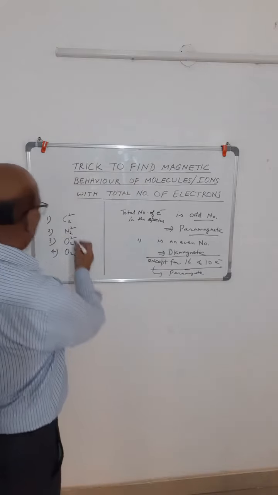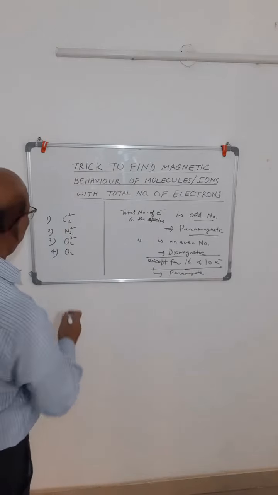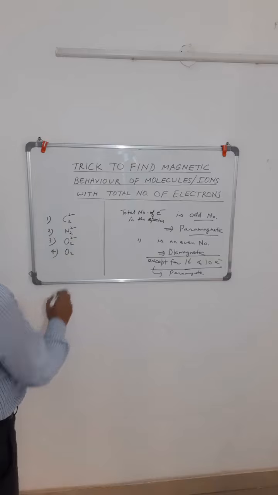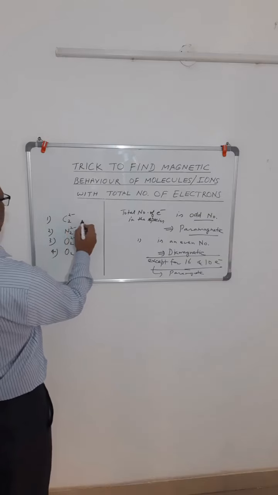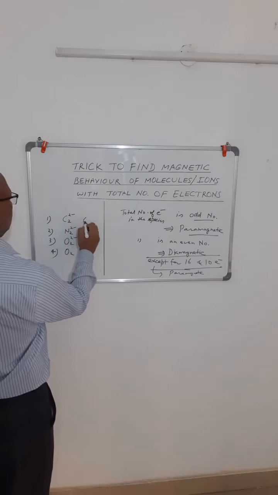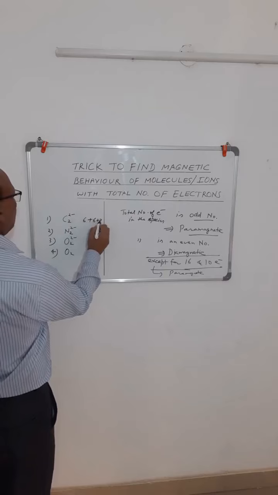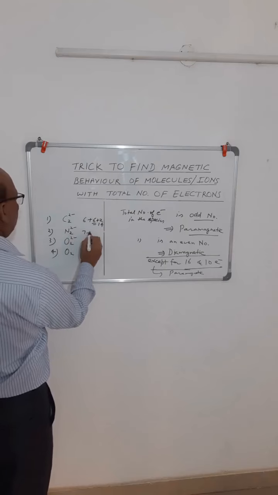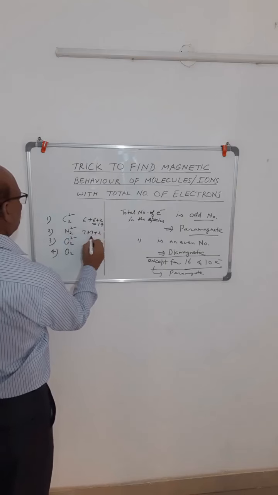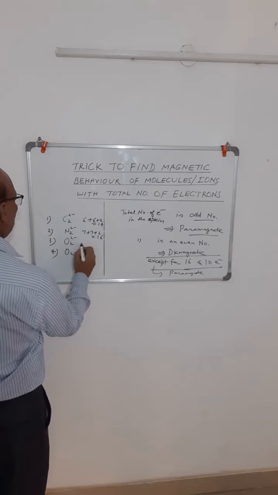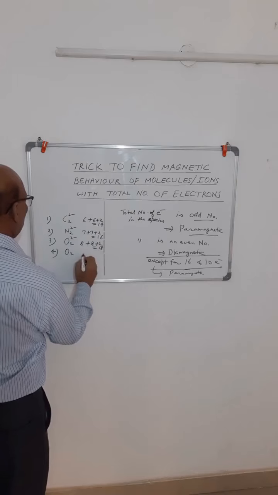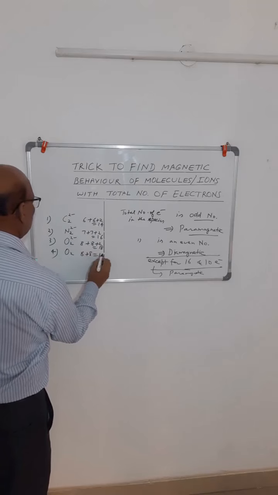Okay, so we will solve this question which was asked in the JEE exam. We have to determine the magnetic behavior of these species. So हम total number of electrons देखेंगे. C2 2 minus में कितने हैं? C, that is 6 plus 2, that is 14, and N2 2 minus में this is 7 plus 7 plus 2, that is 16. O2 2 minus में this is 8 plus 2, that is 18, and O2 में this is 8 plus 8 equal to 16.